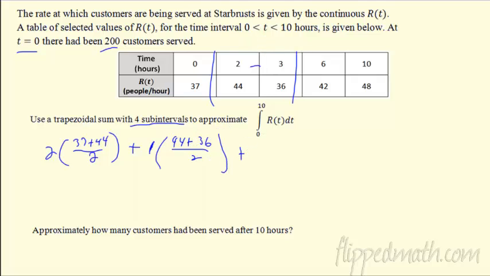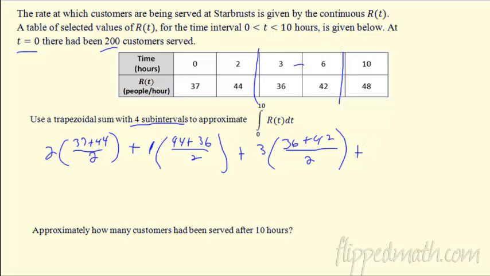Then I'm going to slide this over again and look at this one. And what's going on here? From 3 to 6 is 3. And the bases are 36 plus 42 all over 2, because we're averaging them.